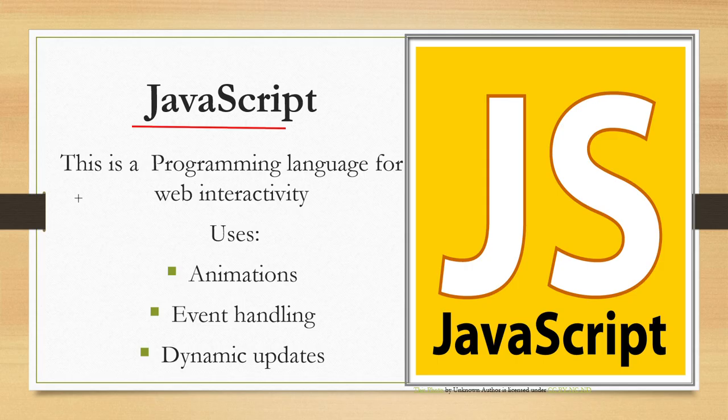Event handling, it handles events. Dynamic updates, it updates your code. It brings out updates on its own. Sometimes it helps you update your website in a way that will be good. You can use your JavaScript. When you update your JavaScript, automatically your website is upgraded. It is updated.